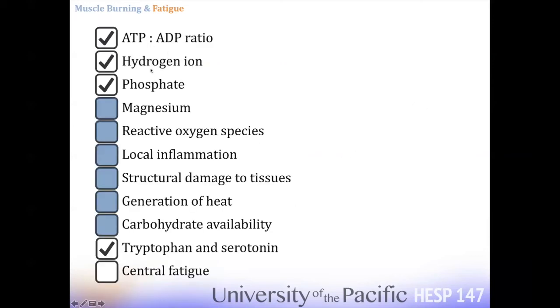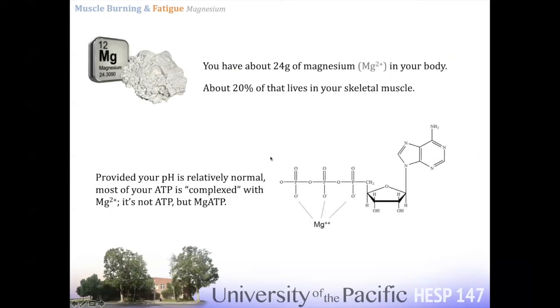So that gets us through ATP hydrolysis. Those are the three byproducts of it, and probably the three major components of fatigue. We've done tryptophan, we'll do central fatigue next time, and we'll just burn through these for the rest of the class. Now, magnesium, you have about a protein scoop worth of magnesium in your body.